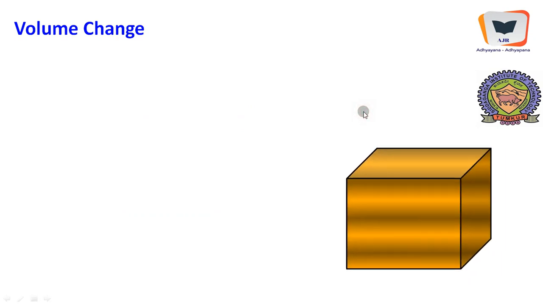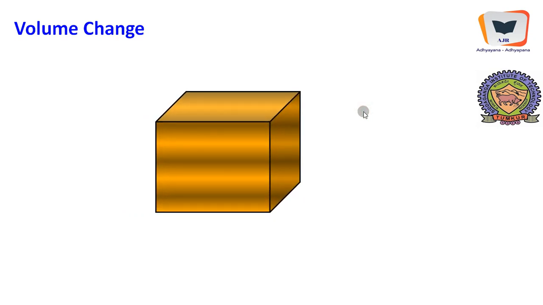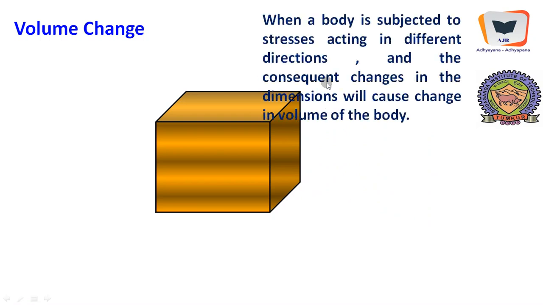And this is the change that is going to happen. The earlier cube or earlier rectangular element may become big depending on the kind of stresses acting in the three mutually perpendicular directions. So when a body is subjected to stresses acting in different directions, the consequent changes in the dimensions will cause a change in volume of the body, and this is the crux of the discussion. And this is the changed volume. Changed volume has gone up as far as this figure is concerned when compared to the original size of the element.